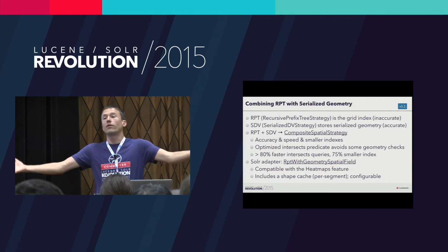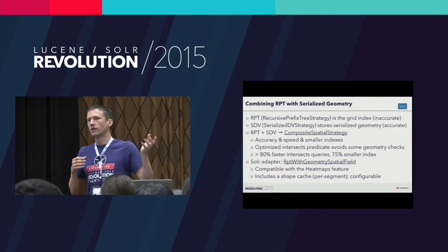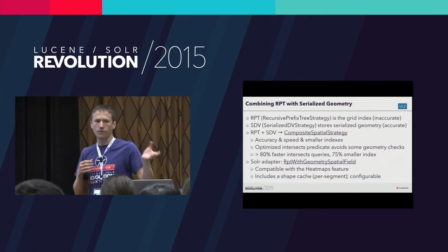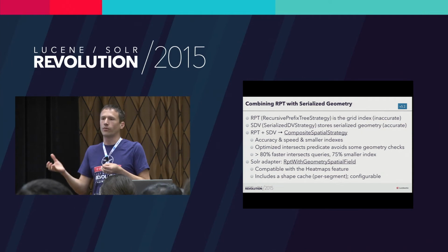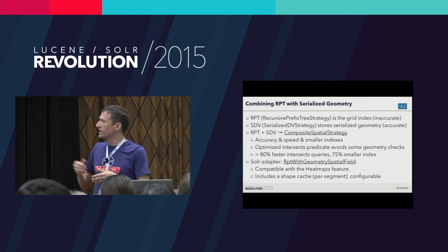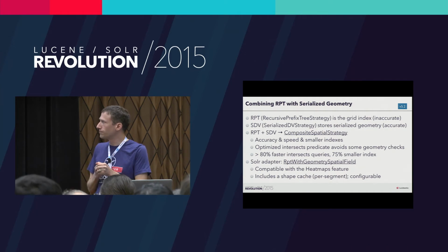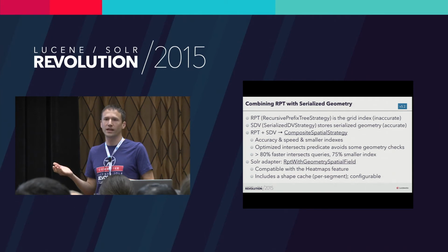But what's needed, though, is to marry those things together so that you kind of get the best of both worlds. So you get the index of the RPT tree, the grid, but that gives you a lot of speed. But you really want to make sure that you accurately match the shape or not. And that's where the SDV comes in. So you marrying those things together, you get a lot of benefits, especially for the most common predicate, intersects.